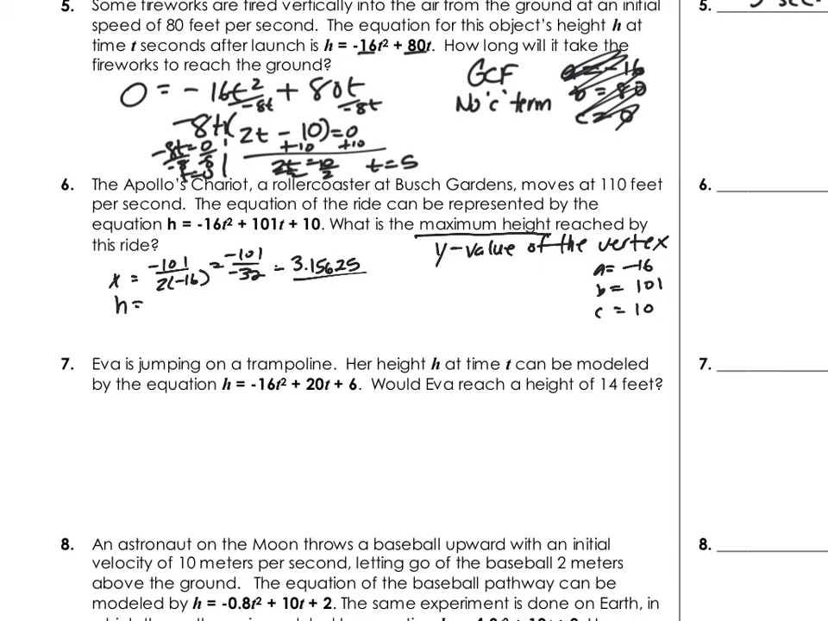So h equals negative 16. Just plug this back into the equation. 3.15625 squared plus 101 times 3.15625 plus 10. All right, and you can do the math in your calculator. Just type it in as I've written it here: 3.15625 squared plus 101 times 3.15625 plus 10. And when I did that in my calculator, I got 169.39 feet.